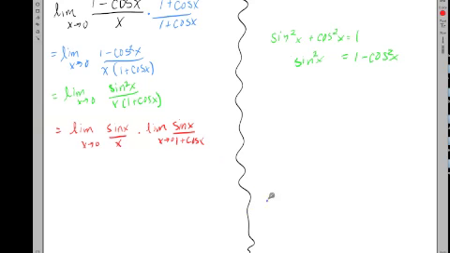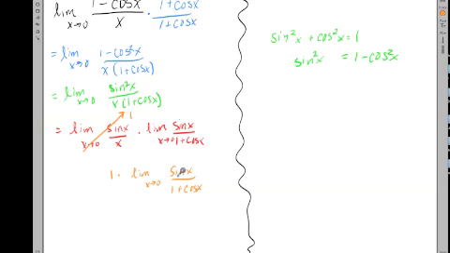Okay, so we can see that we've got that sine x over x. We know that sine x over x, as x approaches 0, tends towards 1, so that limit is 1. We proved that by the squeeze theorem. So we can say that that's the same as 1 times the limit as x approaches 0 of sine x over 1 plus cosine of x.